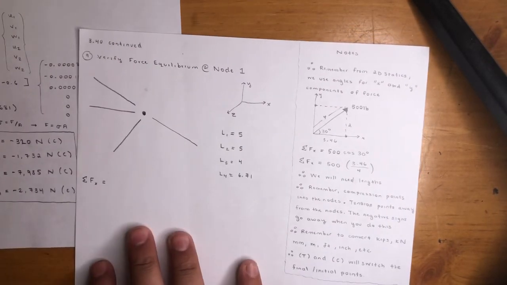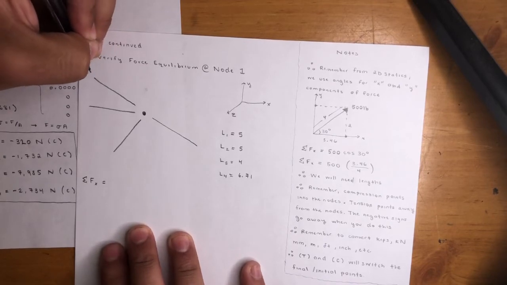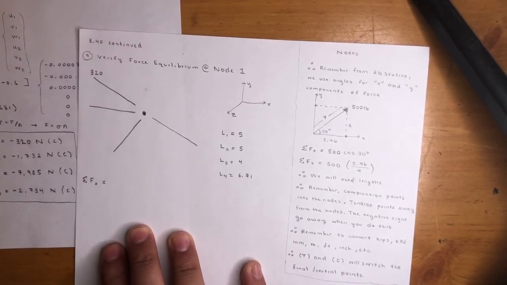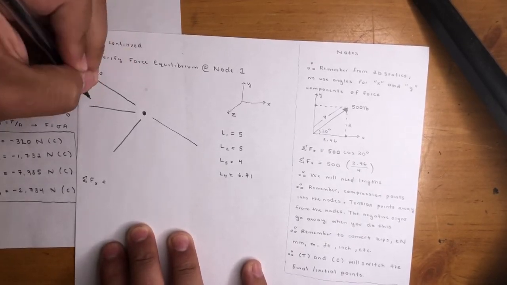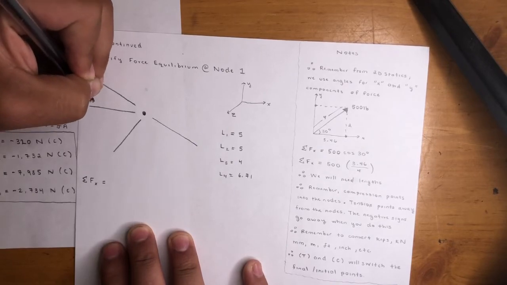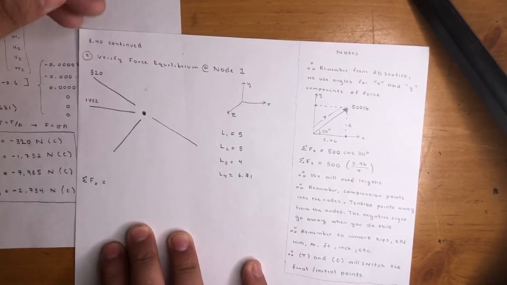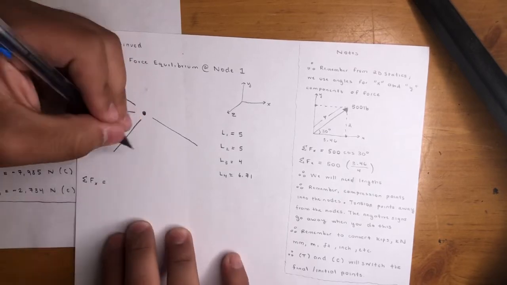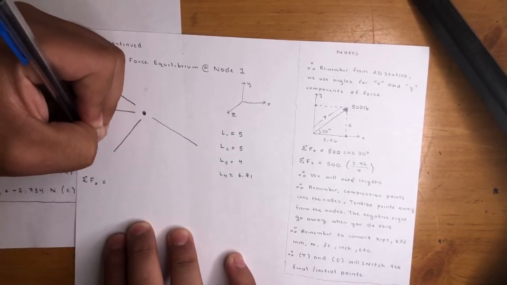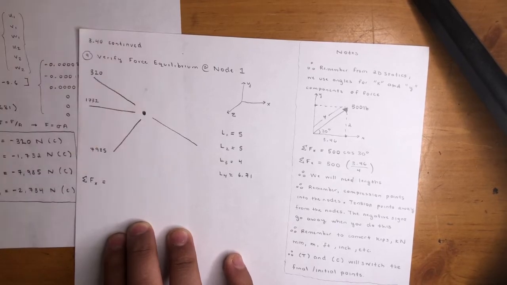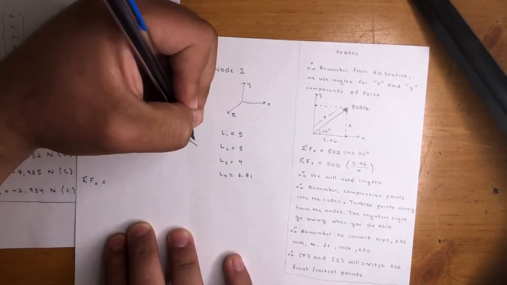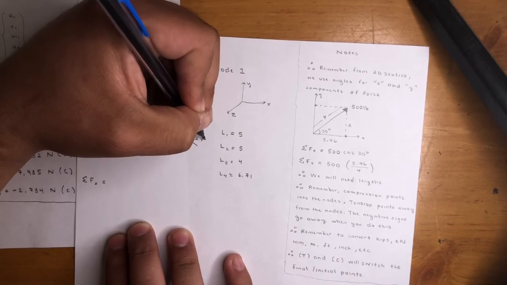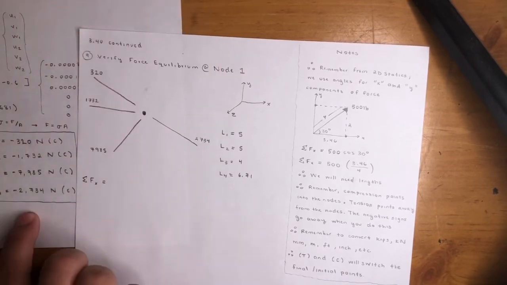So force 1 was 320. We don't care if it's negative or positive. We just put 320, the magnitude. 1732. Next one, 7985. And force 4 is 2734.